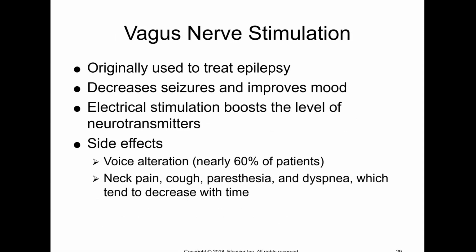Vagal nerve stimulation, originally used to treat epilepsy. They say that it boosts the levels of neurotransmitters. I would like to see the PET scans on this. I have not worked with a patient who has had depression and has had VNS, but it also comes with more side effects because it's actually invasive. Neck pain, cough, paresthesias, dyspnea, those do tend to go down with time, but that can be very uncomfortable and anxiety-provoking for patients who already have depression.